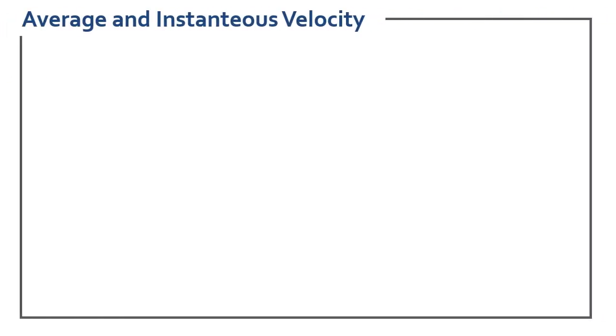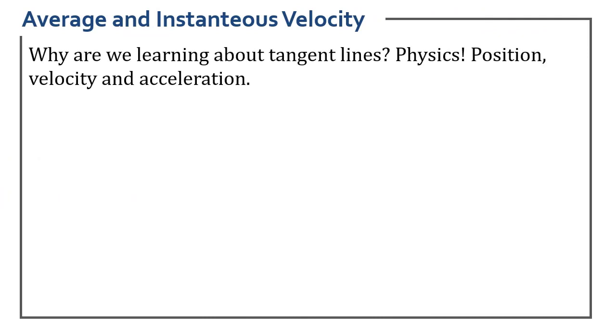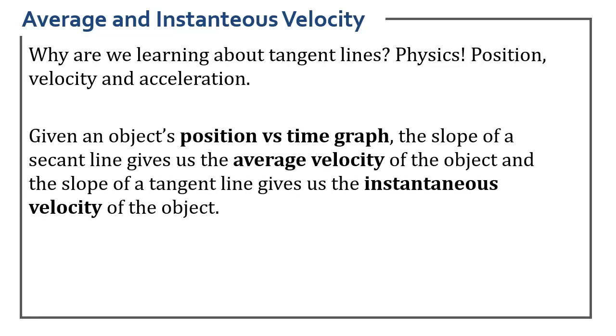At this point, you may be wondering, why are we learning about tangent lines? Well, the biggest reason is because of physics. They help us with finding position, velocity, and acceleration of specific objects. So what are those? Given an object's position versus time graph, the slope of a secant line gives us the average velocity of the object, and the slope of a tangent line gives us the instantaneous velocity of the object. Let's look at this in a real-life application.